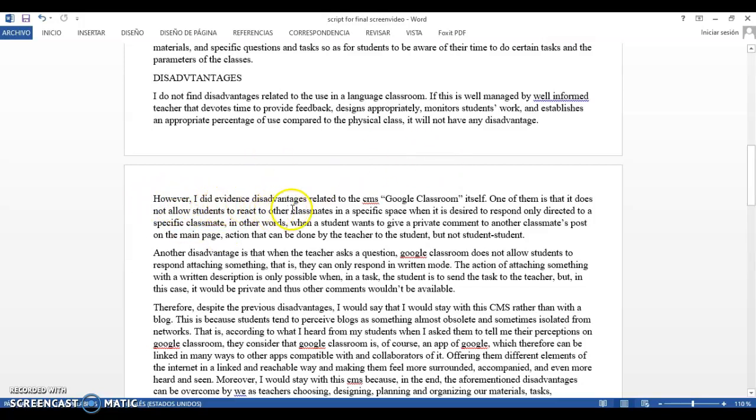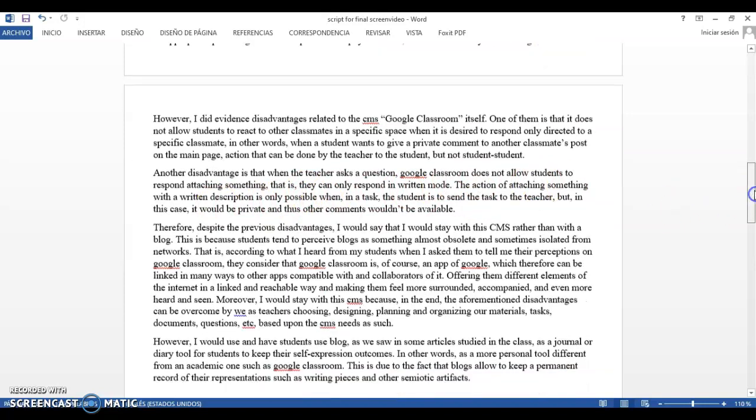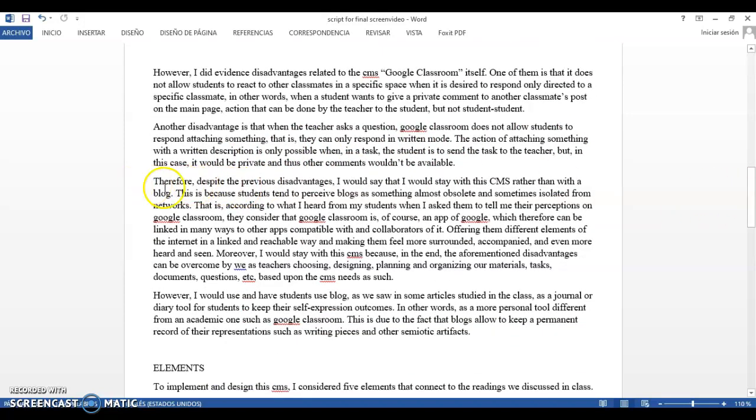However, I did evidence disadvantages related to the course management system classroom itself. One of them is that it doesn't allow to react to other classmates in a specific space in a very, let's say, private way. Another disadvantage is that when the teacher asks a question, as I already mentioned, Google Classroom does not allow students to respond attaching something. Yeah, so they had to post it as a whole post for the group.